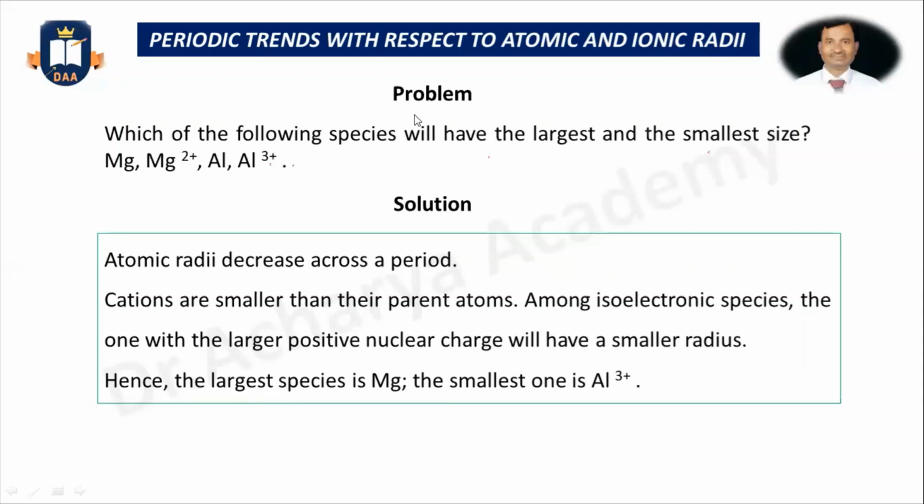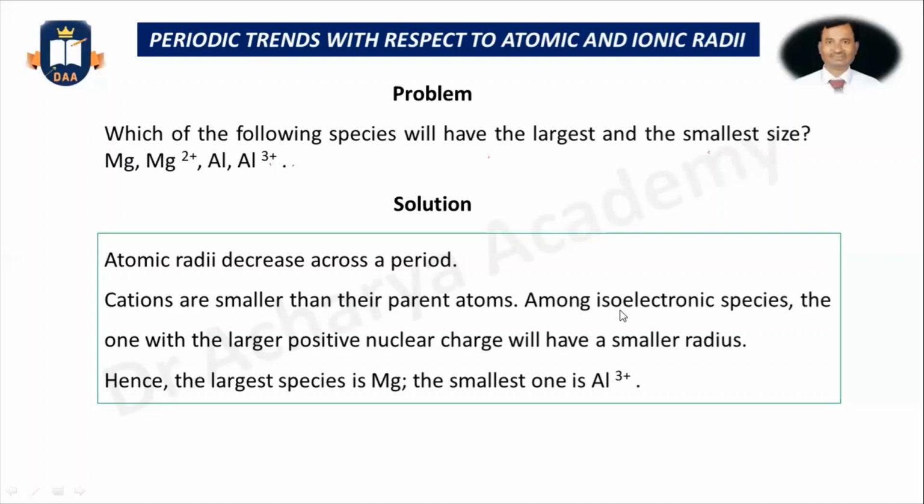Now we consider one problem. In an exam it may come that which of the following species will have the largest and smallest size? Mg, Mg2+, Al, Al3+. So we know that atomic radius decreases across a period. Cations are smaller than their parent atoms. So if you consider these two, Mg and Mg2+, then obviously the Mg2+ cation has a smaller ionic radius than the atomic radius of the Mg atom.